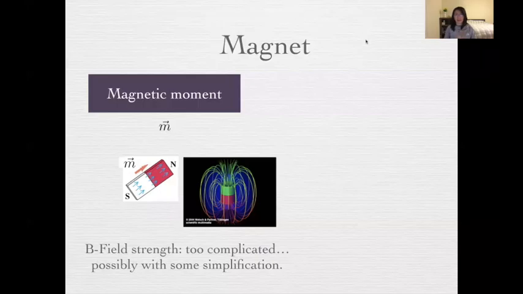Now let's talk about how to calculate the magnetic field for a magnet. If we have a magnet with a magnetic moment M, then what's the magnetic field at, say, this position? Even though this question sounds so simple, to calculate it is actually too complicated. You cannot really do it without some simplification and a high-end computer. So this case is really beyond our ability for now.